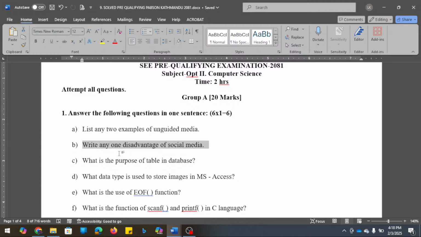What is the purpose of a table in a database? A table of a database is used to store information in rows and columns. What data type is used to store images? Obviously that is called OLE. Yes, OLE is a data type that provides us to store images.